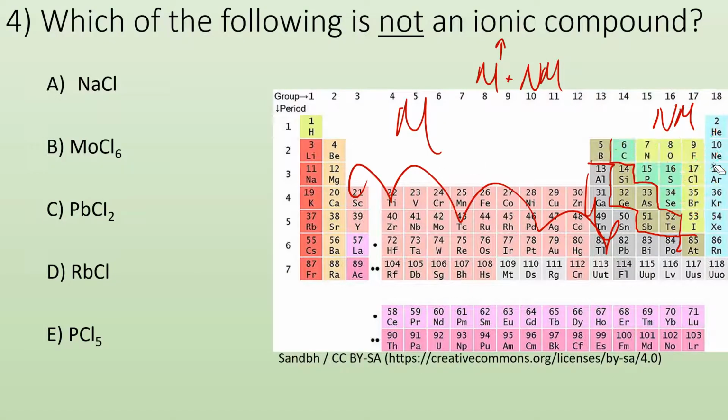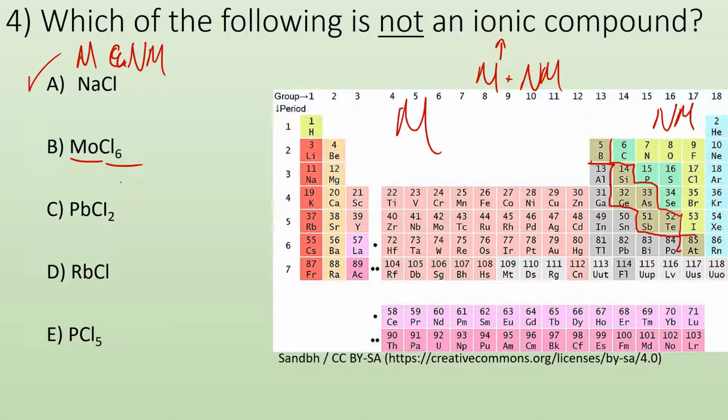So which one will give you an ionic compound? NaCl? Well, sodium's a metal, chlorine's a nonmetal, so it could be that one. MoCl, yeah, molybdenum is a metal, Cl is a nonmetal. PbCl2, metal and a nonmetal. RbCl, metal and a nonmetal. PCl5, well, let's see, P's right here, it's a nonmetal. Chlorine, also nonmetal. So this one, not going to be ionic.